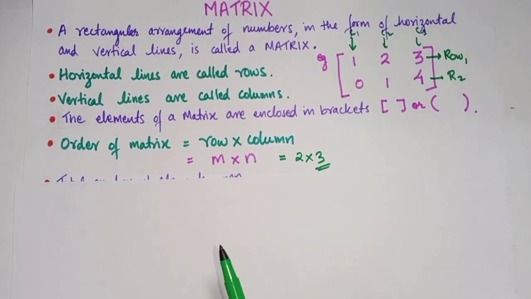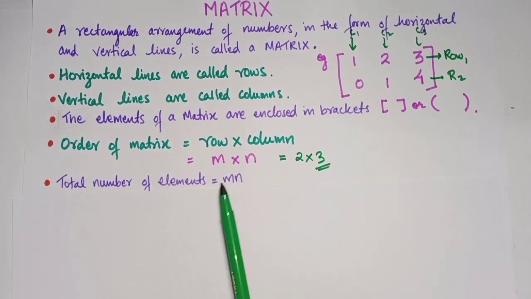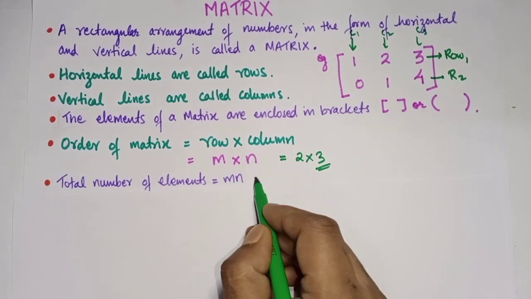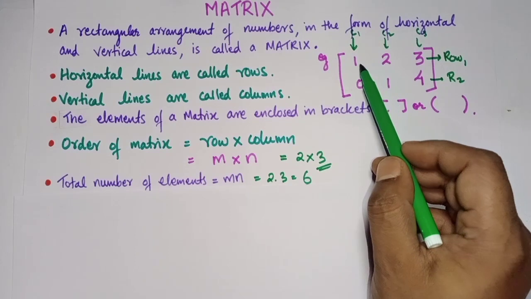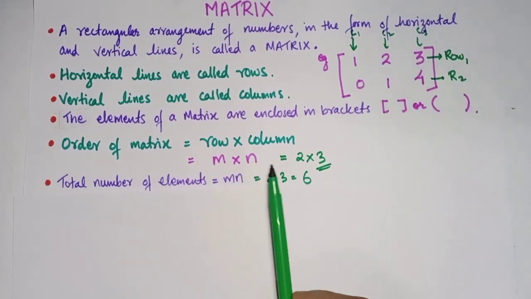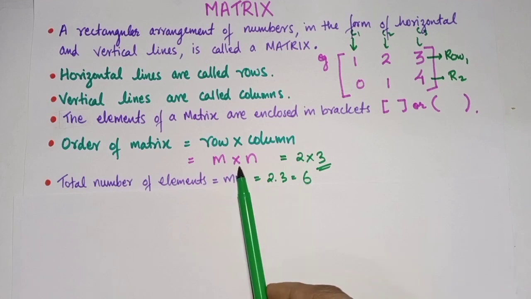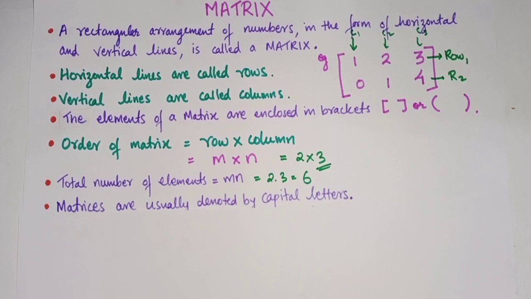2 by 3. Similarly, the total number of elements is m into n. This is multiplication. So simple. This is your 2 into 3. 2 3s are 6. So how many elements are there? 1, 2, 3, 4, 5, 6. Hope you are clear. So this is your order of a matrix, we call it by, and this is the total number of elements, we just multiply. 2 3s are 6.